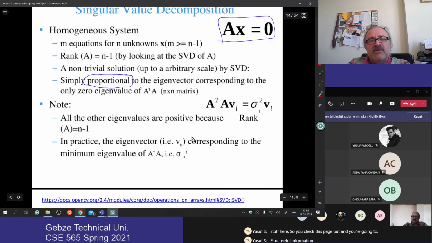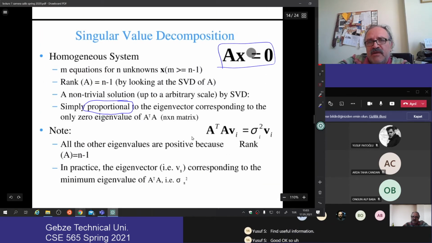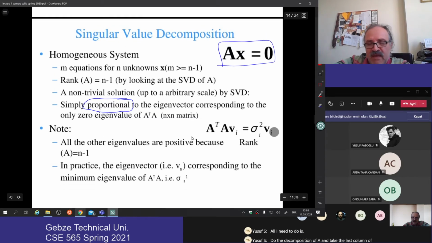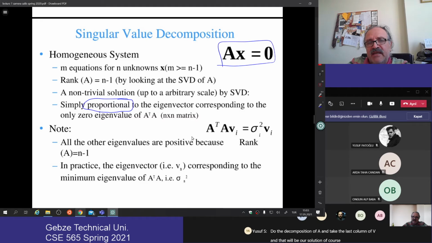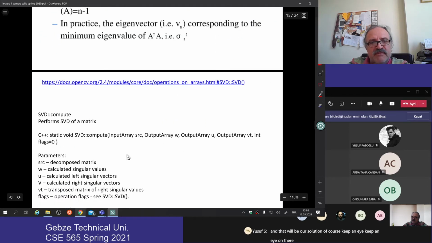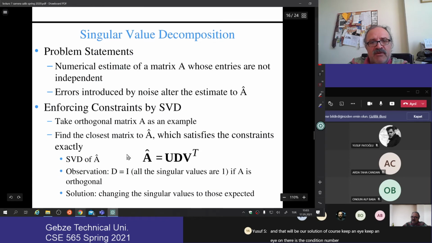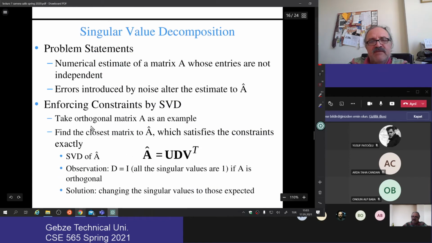So to solve this problem, all I need to do is do the decomposition of A and take the last column of V, and that will be your solution. Of course, keep an eye on the condition number. Okay, that's what we are going to do.